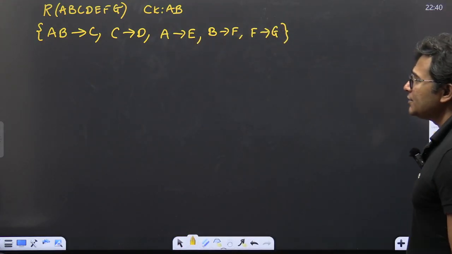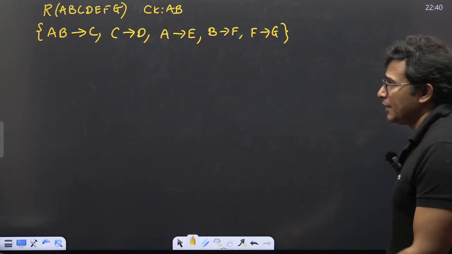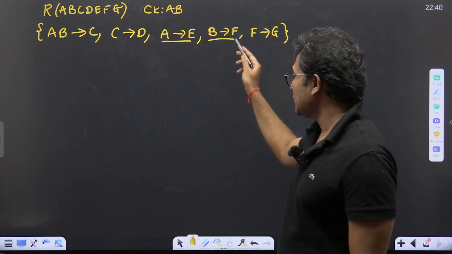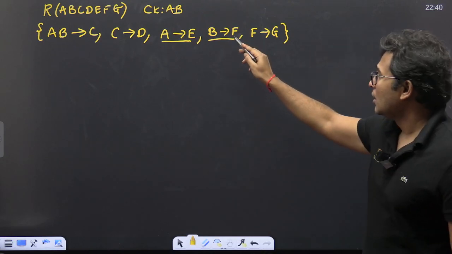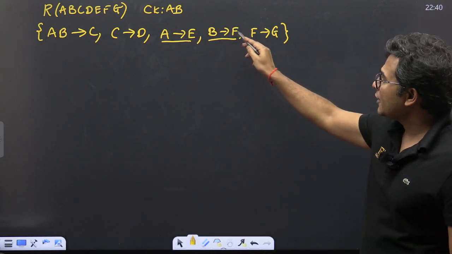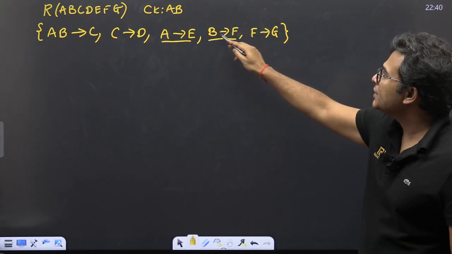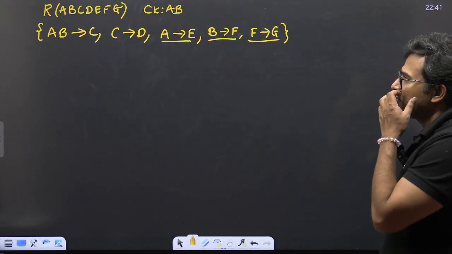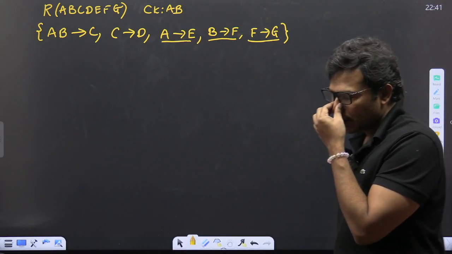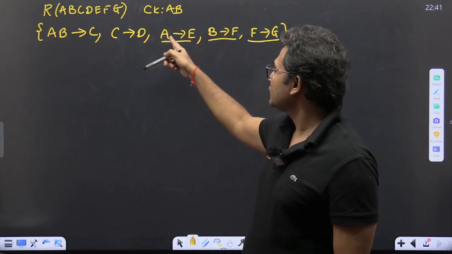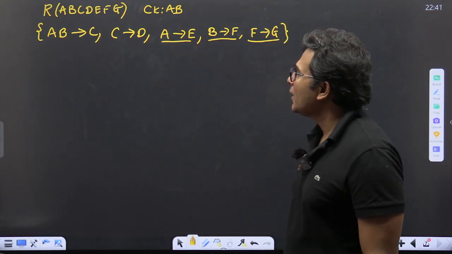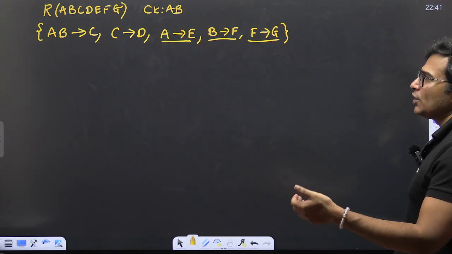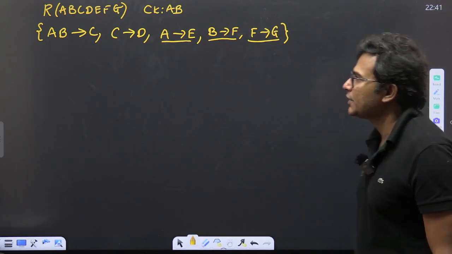You can clearly see that there are some partial dependencies, right? So this is a partial dependency, this is a partial dependency, and B determines F and F is determining G, therefore B is determining G. So this will also indirectly be a partial dependency, right? So actually there are two partial dependencies. One is for A and the other is for B. Therefore you have to split the table into three tables to eliminate the partial dependencies, right?